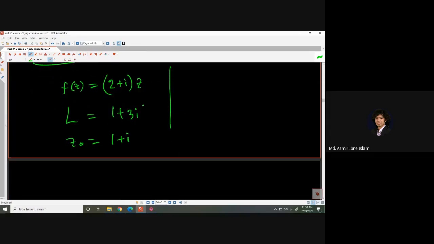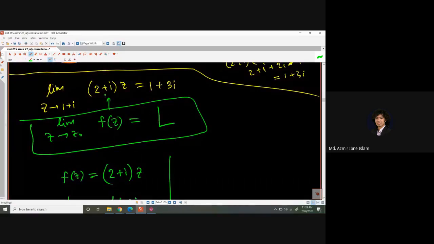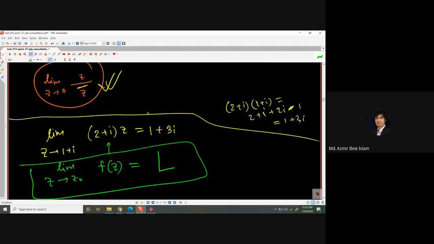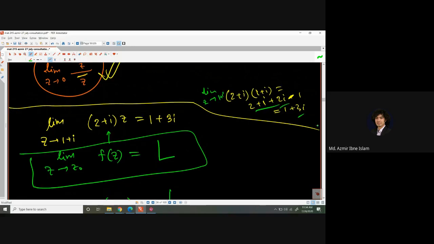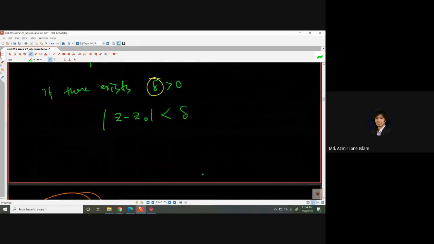So let's try to prove that the limit of this function at 1 plus I is equal to 1 plus 3I. But for your upcoming quiz, you don't need to show all these things. These proofs will not be there. You can just focus on the problem solving part. Whatever I have done here, the limit of this function as z tends to 1 plus I will be this. Is that okay? Clear? But I am trying to make you understand the epsilon delta proof.